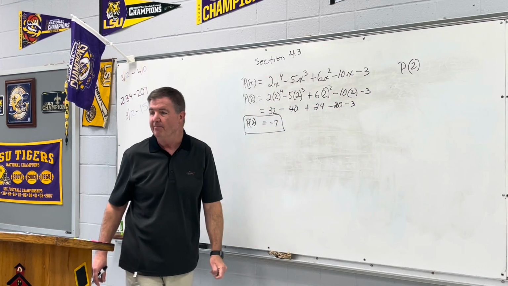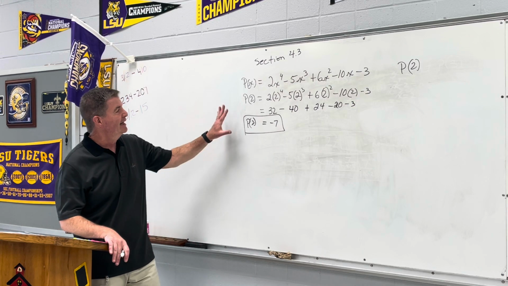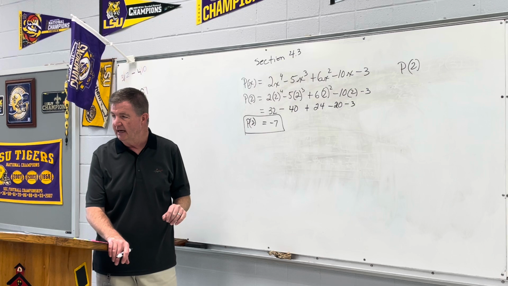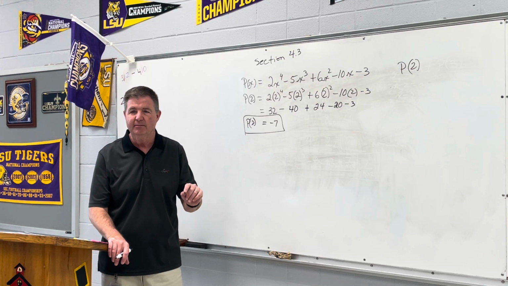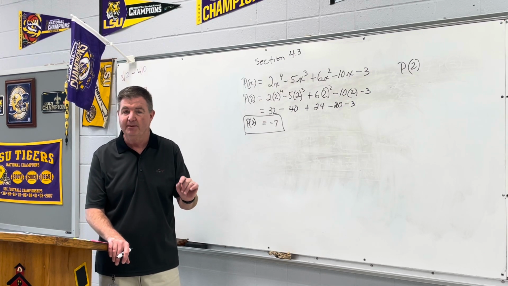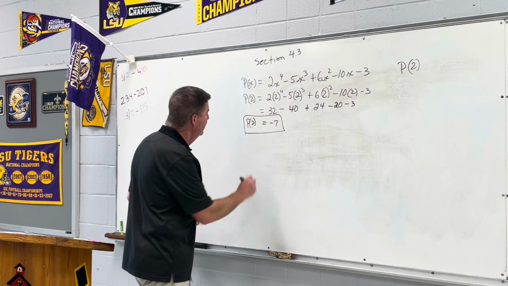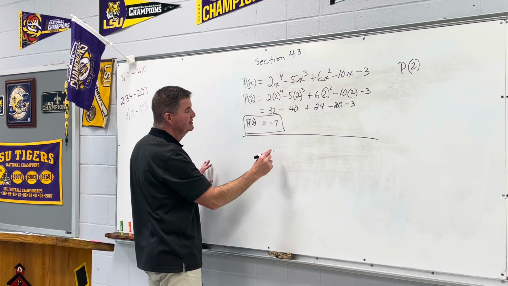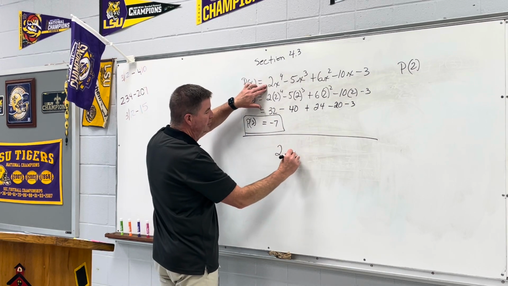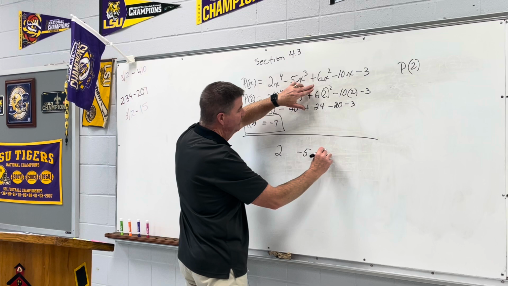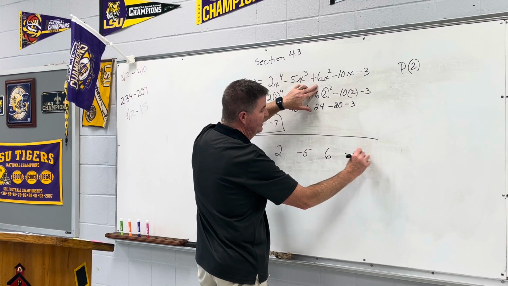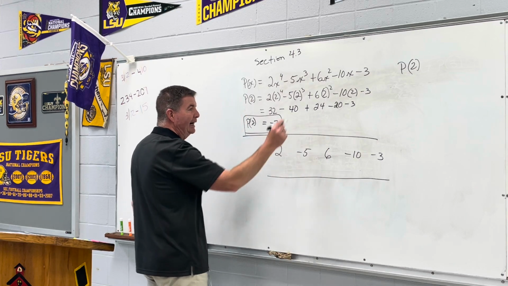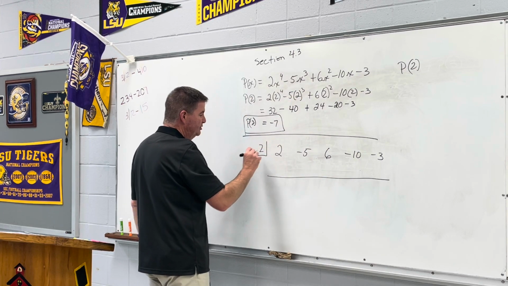Well, the remainder theorem is going to allow us to do the same thing using synthetic division. Okay? And the remainder theorem says we're looking at the remainder. So I'm going to draw a line. I'll bring these coefficients down like I'm doing synthetic division. So I'll have a 2, a negative 5, a 6, a negative 10, and a negative 3. And using synthetic division, I'm going to divide by the number 2.